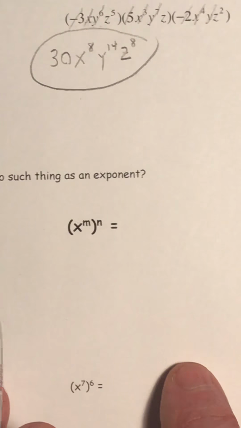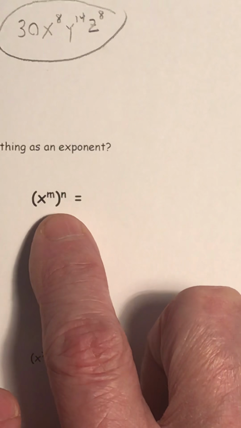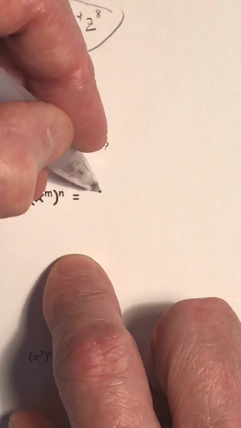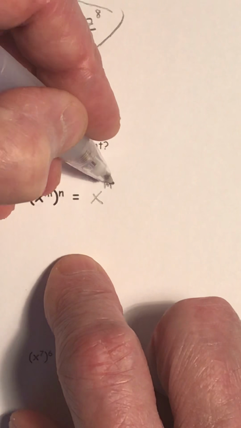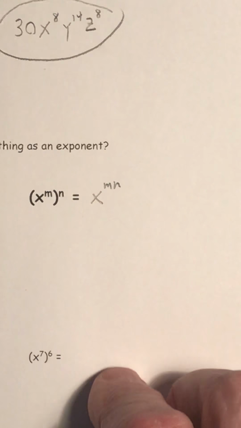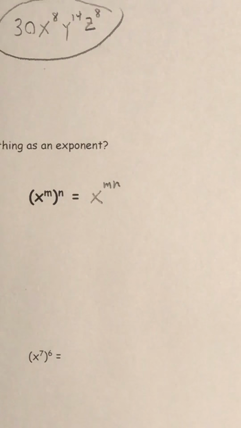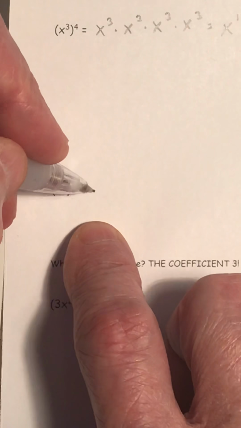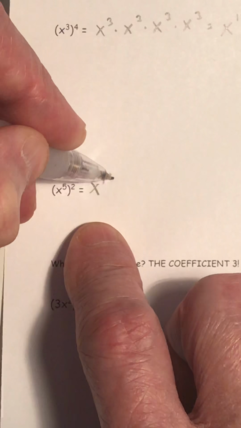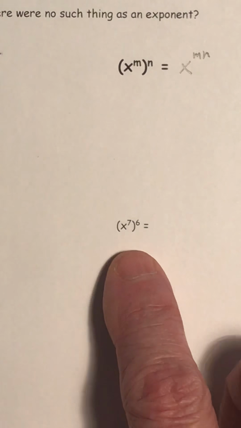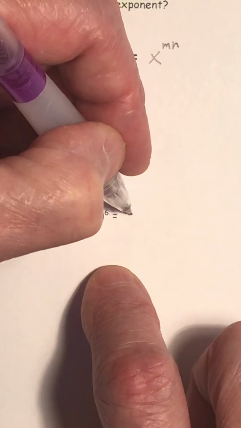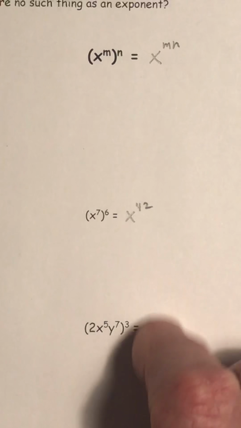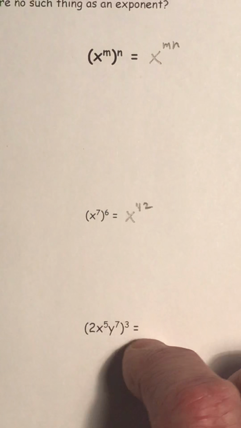So in general, when you have something to a power, raised to a power again on the outside of the parentheses like that, in this situation, you multiply the exponents. And that makes things very easy. Well, x to the 5th to the 2nd, that'll be x to the 10th. And x to the 7th to the 6th, that'll be x to the 42nd. 7 times 6, 42. Okay.